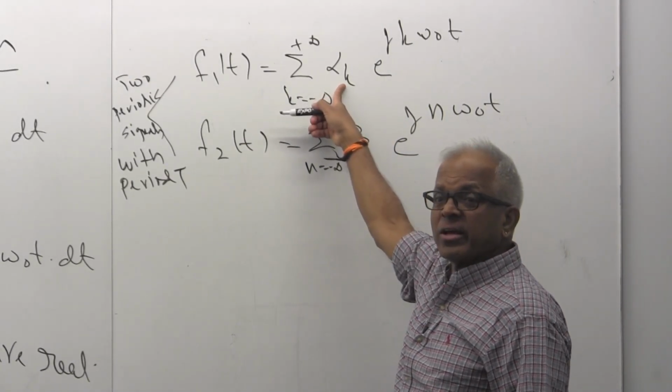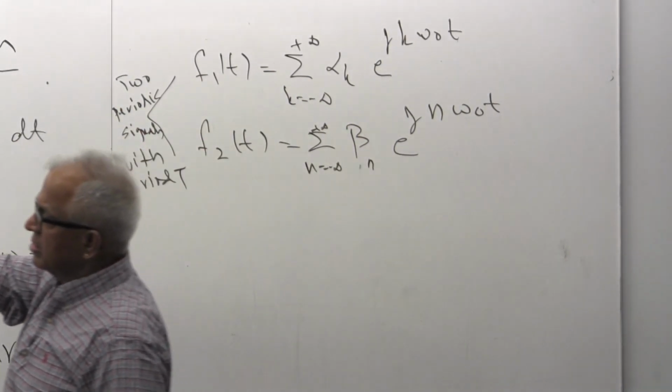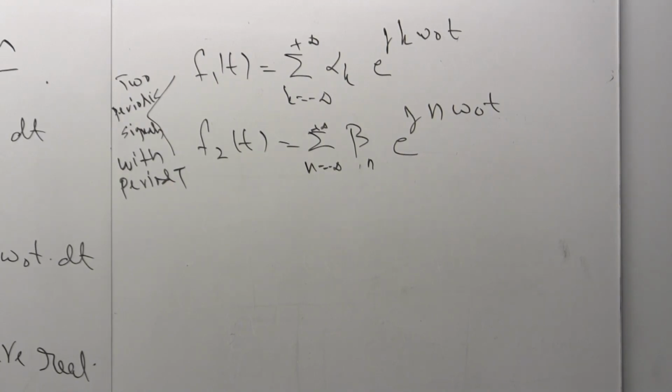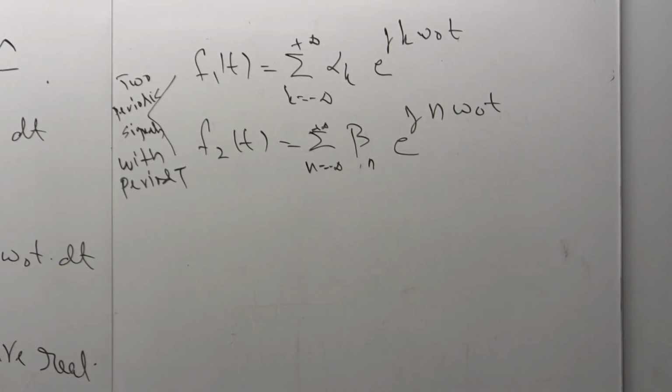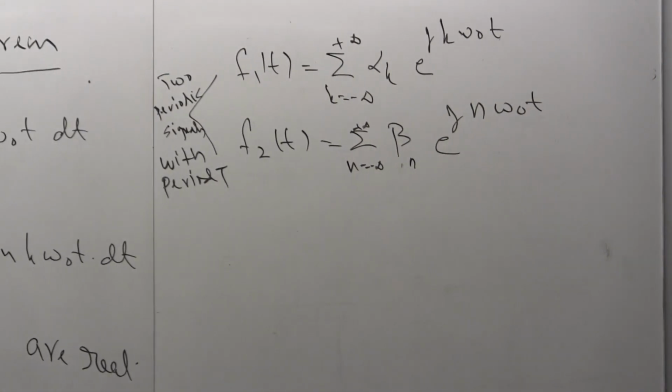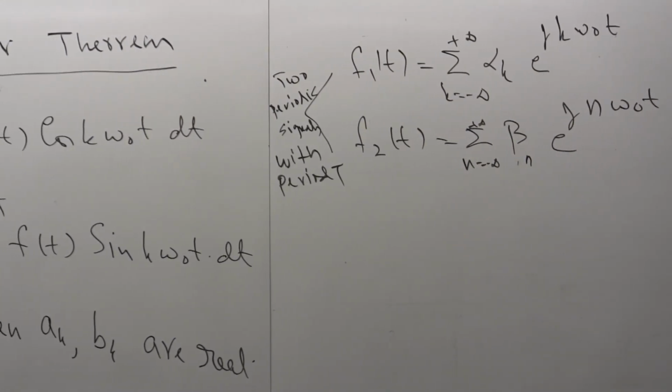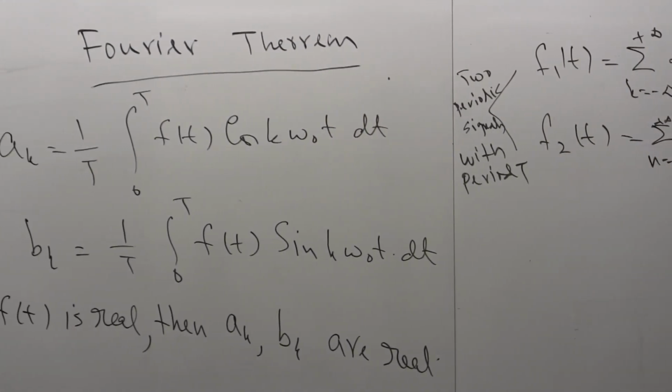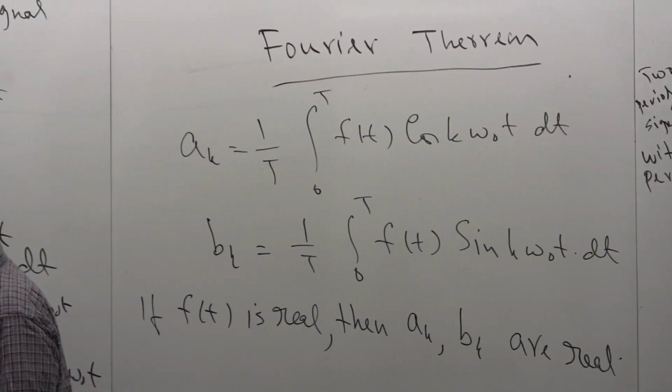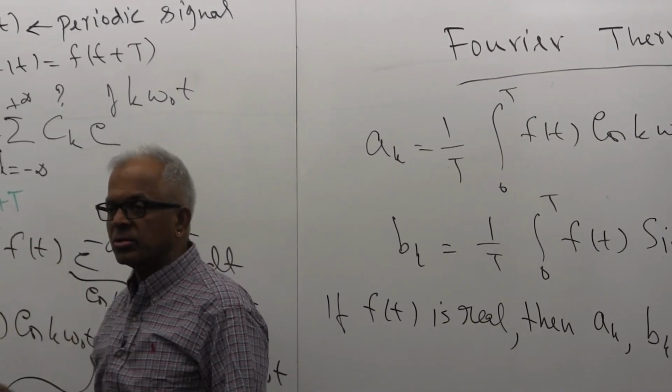How will you get the alpha k? You go like this. Alpha k is given by this expression, f1(t) e raised to minus j. Look here, right? Alpha k is f1(t), this expression. And beta k will be, you put f2(t) here, that's all.